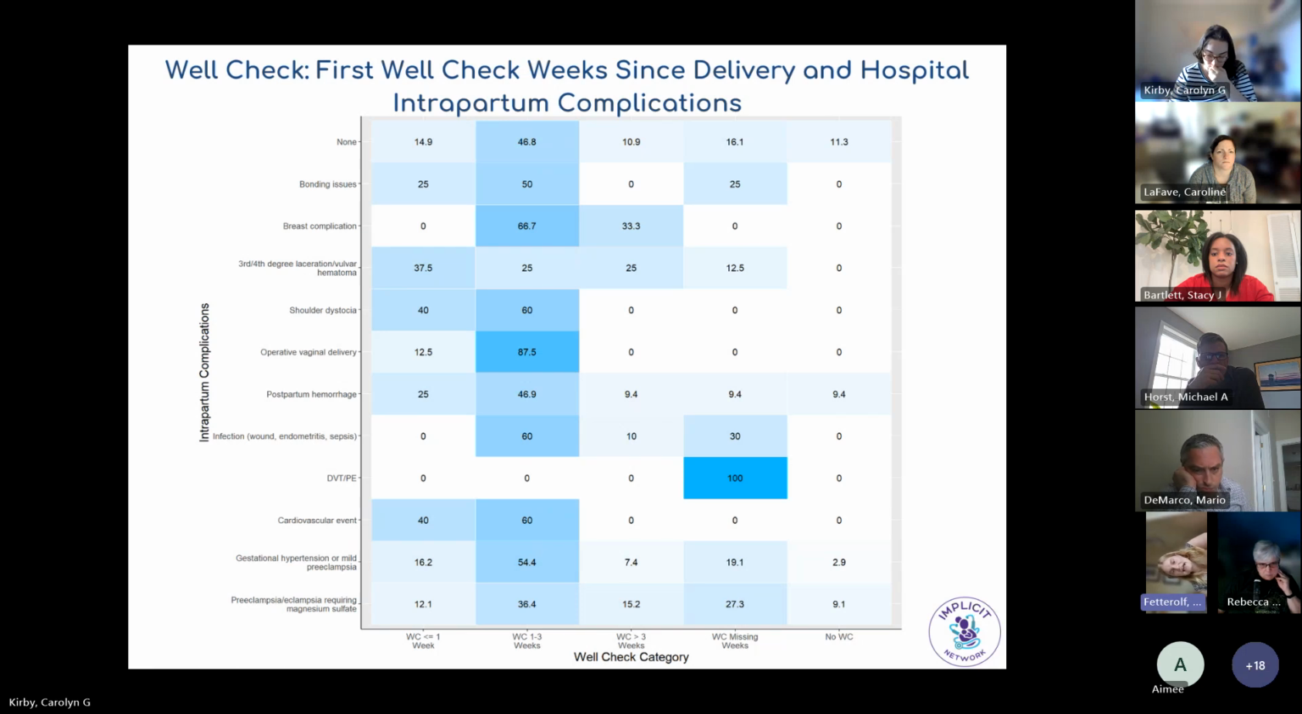So this is looking at intrapartum complications. Again, we really want to see those darker numbers appearing towards the left of the table. We really are interested in having these early postpartum visits, but also, are we bringing in people who are at risk and making sure that they're being seen. Next slide.